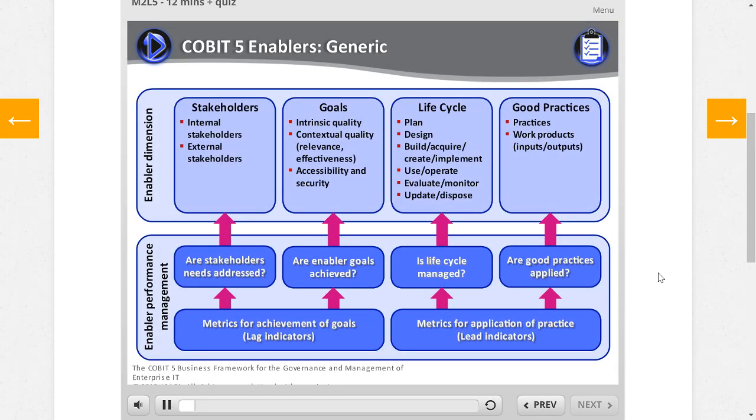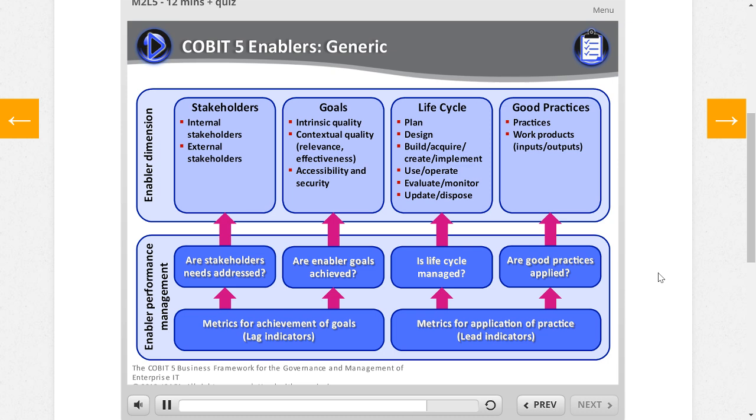Okay, you've learned about the 4 enabler dimensions. Next, we shall look at managing the performance of the enablers. The diagram on your screen illustrates the performance management framework. You can see the performance should be managed in each of the 4 dimensions. It requires a simple question to be asked of each dimension. For the stakeholder dimension, are the stakeholder needs addressed? For the goals dimension, are the enabler goals achieved? For the lifecycle dimension, is the lifecycle managed? And for the good practices dimension, are good practices applied?